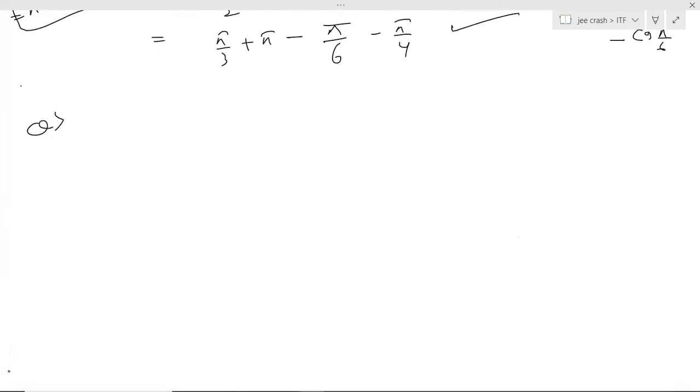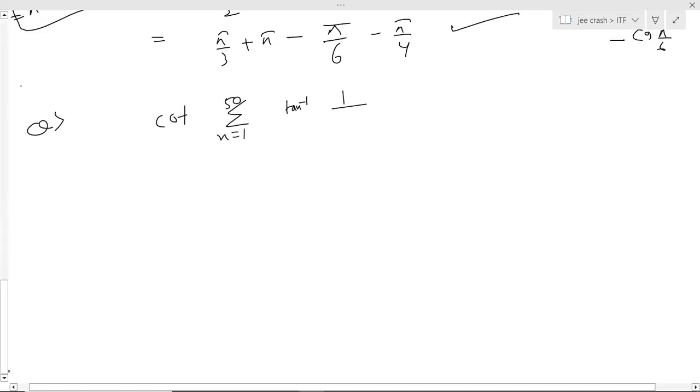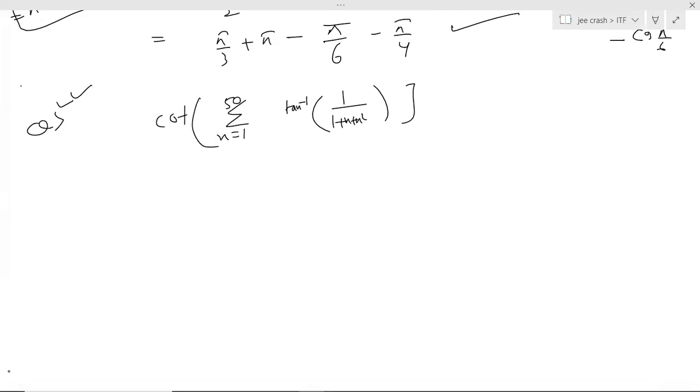All right, next question. This is again JEE 2022, shift 2. Cot of summation n equals to 1 to 50, tan inverse 1 upon 1 plus n square. All right, this is a very good question. So in this type of question, you should know how to open the pattern of this 1 plus n square.